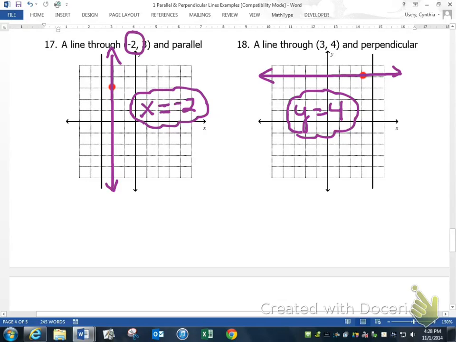On number 18, I got y equals 4. It was supposed to be perpendicular to the line drawn on there. Since the line drawn on there was a vertical line, I'm going to draw a horizontal line that goes through the point (3, 4), and it crosses the y-axis at 4. Also, that's the y value of your ordered pair. Okay, so we have one last section to look at, and then we'll be done.